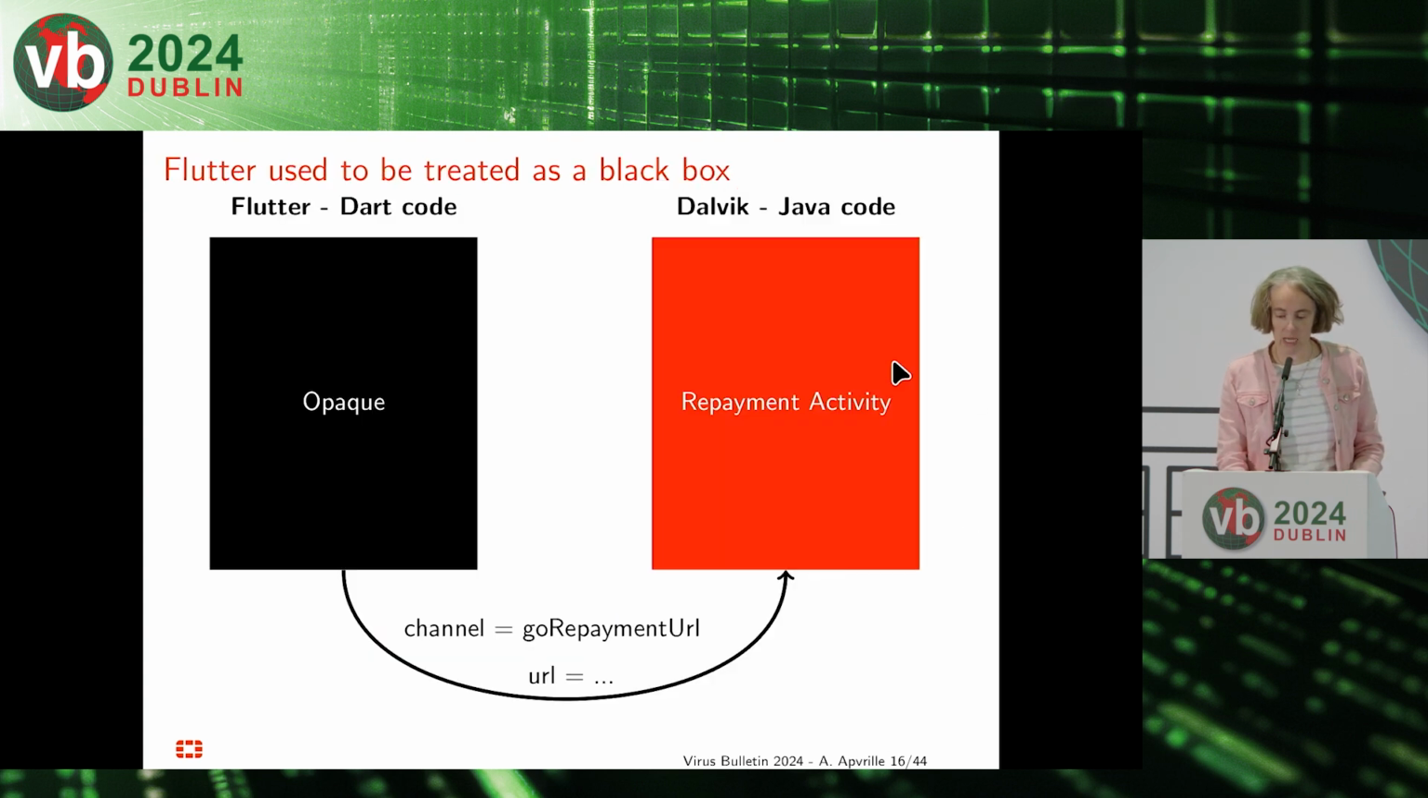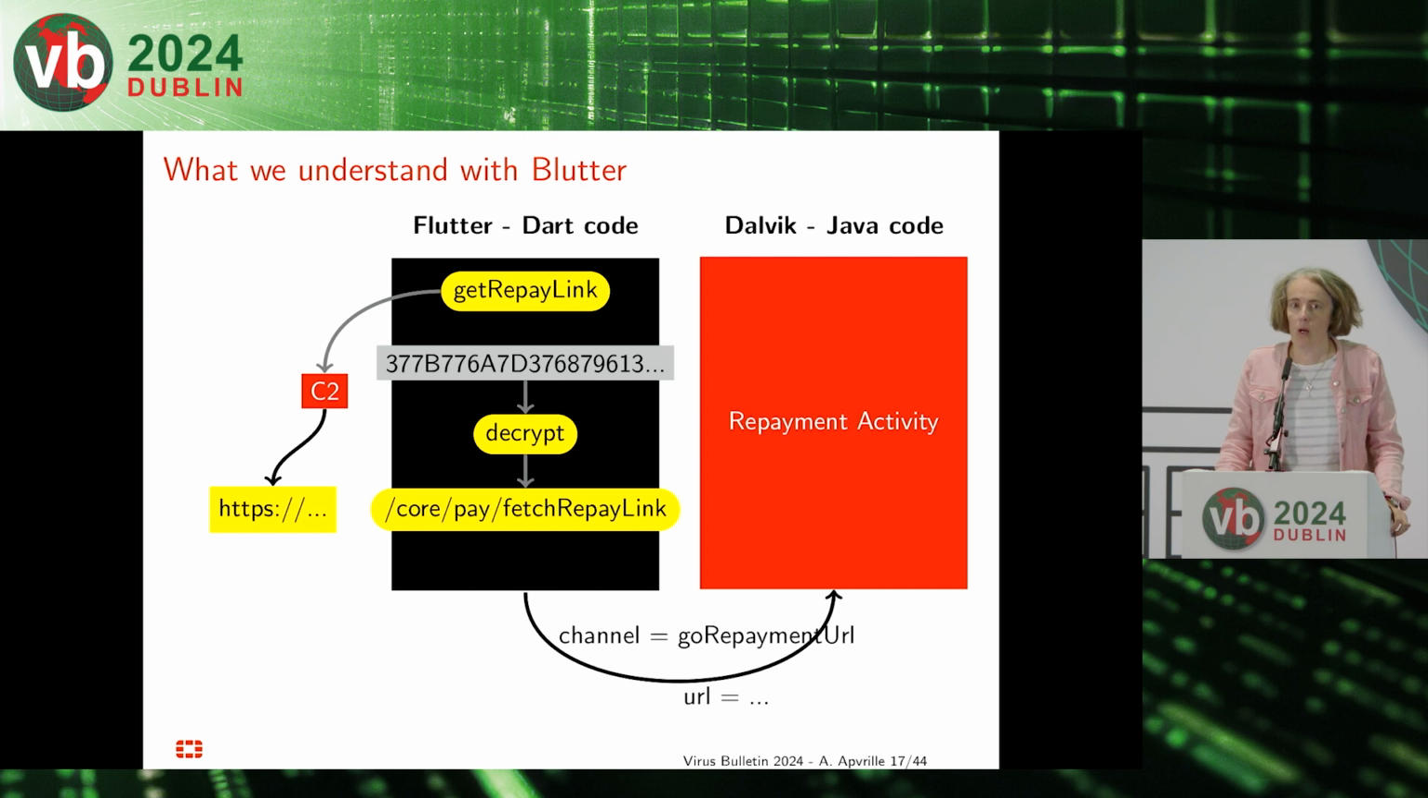So we could analyze pretty clearly the code written in Java, but everything that was on the Flutter Dart side was pretty much opaque. We didn't get into it, nobody got into that side, because it was too difficult and would take too much time to really understand what was happening. Now, using Blutter, we can do better than that. And it's really interesting, because we can understand what is happening in this black box.